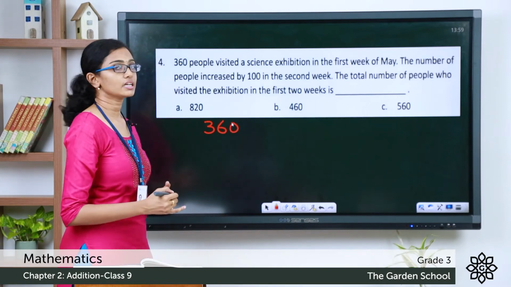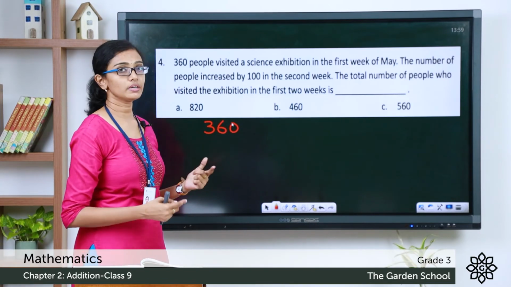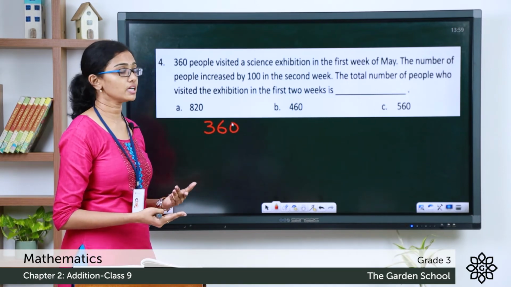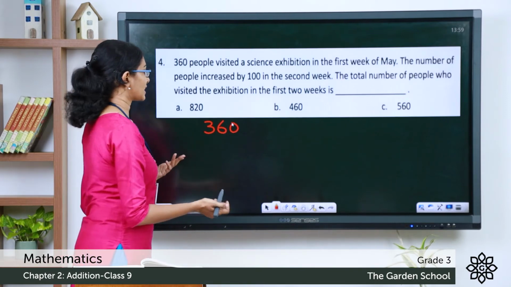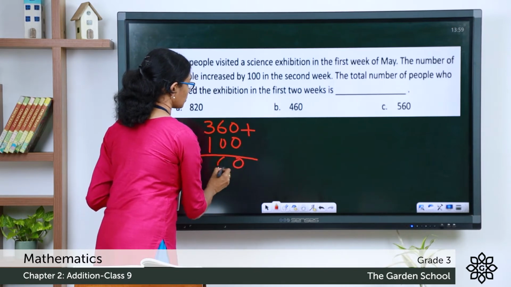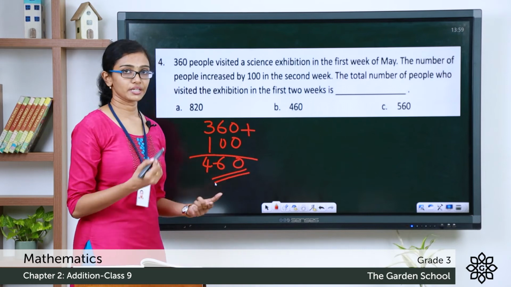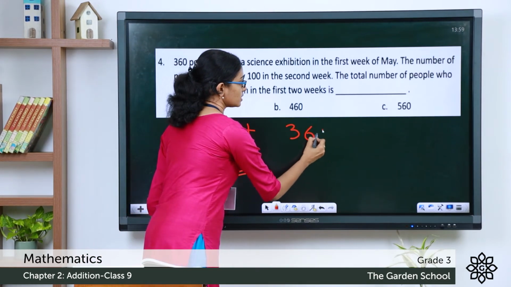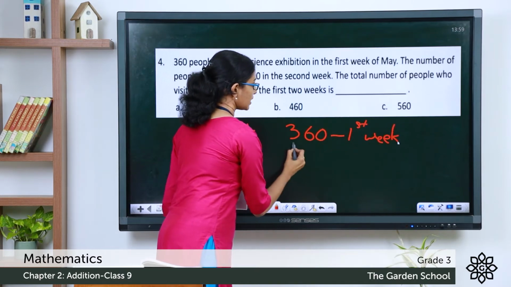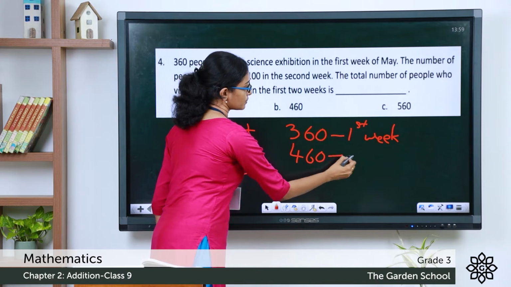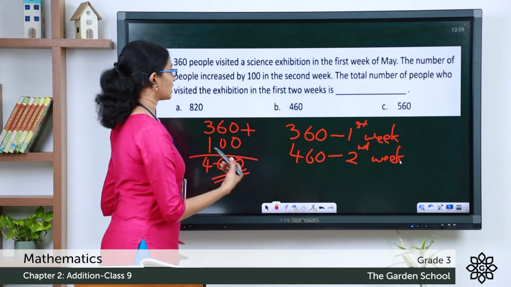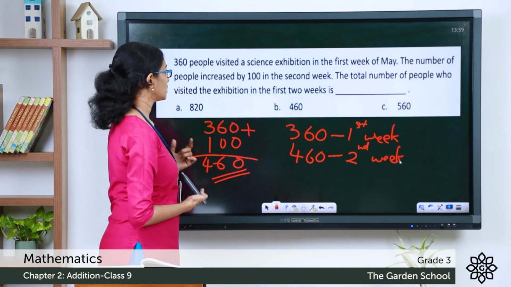360 people. And by the second week, the number of people increased by 100. So in the second week, what would be the number of people visited? That would be 360 plus 100, which is equal to 460. So in the first week, 360 people visited the exhibition, and in the second week, how many people? 460 people attended the exhibition. We have to find out the total number of people who visited.